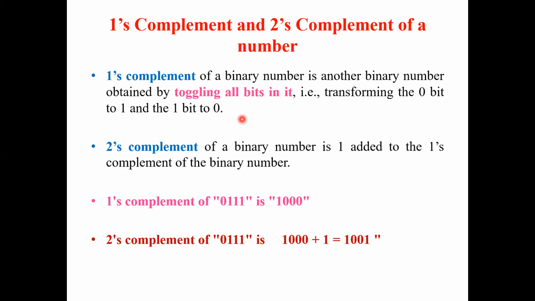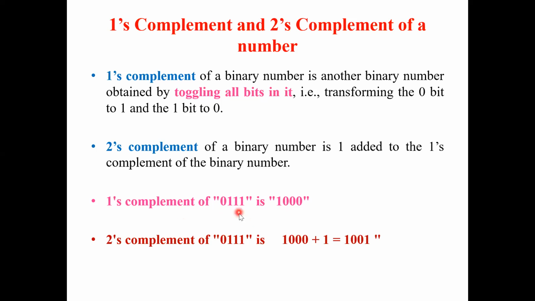So for the ones complement of a binary number, if it is a string of 5 bits, wherever there is 1, you write 0, and wherever there is 0, you write 1. For example, I give you the number 0111. The ones complement of this number will be: in place of 0 I will write 1, and in place of 1 I will write 0, so 1000. This is the ones complement of a number.